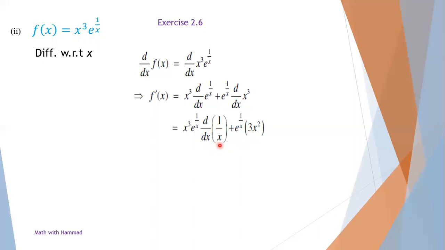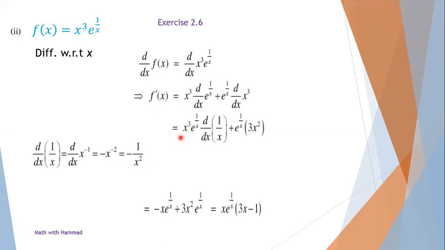Now d by dx of 1 over x can be written as d by dx of x raised to power minus 1. Applying power rule, it will become minus x raised to power minus 2. That can be written as minus 1 over x square. So d by dx of 1 over x will be equal to minus 1 over x square.